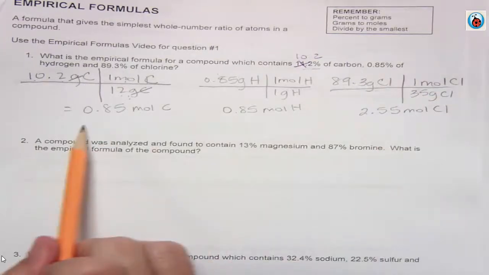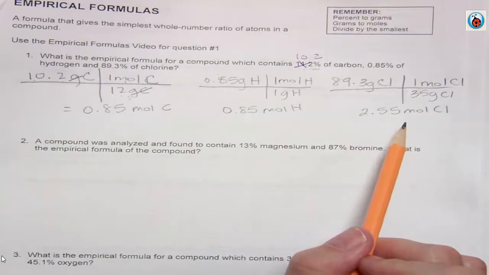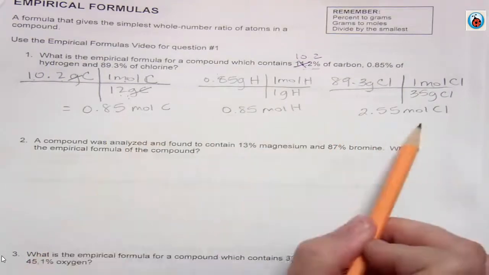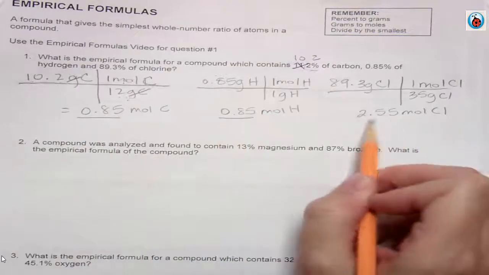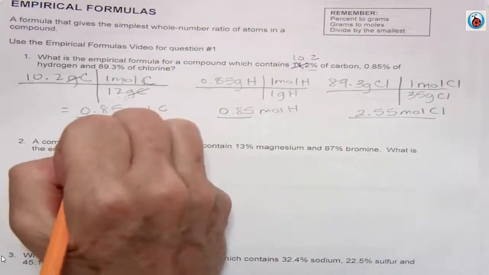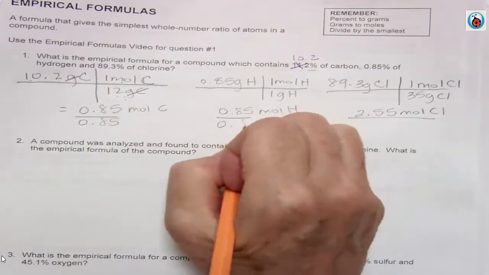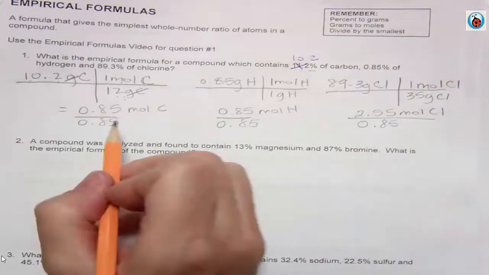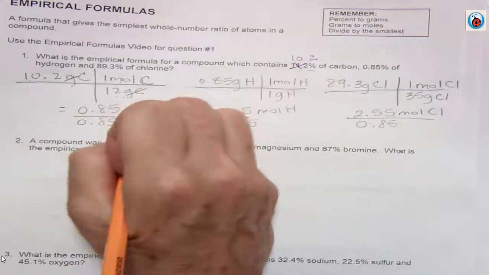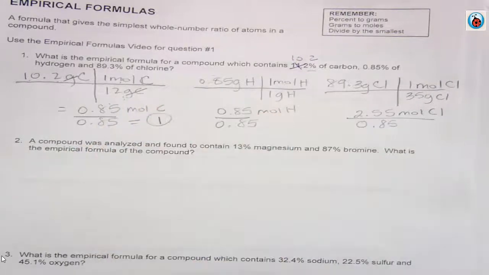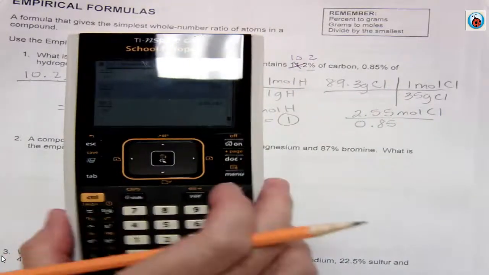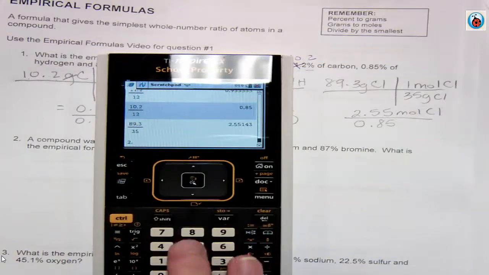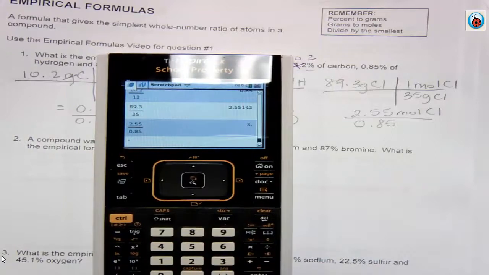Okay, the last step says we're going to divide by the smallest. So out of our 3 answers, and it doesn't matter if I have 3, 2, 10, I find the smallest out of all my numbers. Well, these are the same, so I'm going to end up dividing all of these answers by 0.85. Okay, so obviously when I divide these two, I get what? 1. Again, I get 1. So on this one, we're going to have to use our calculator. 2.55 divided by 0.85. What do I get? I get 3.